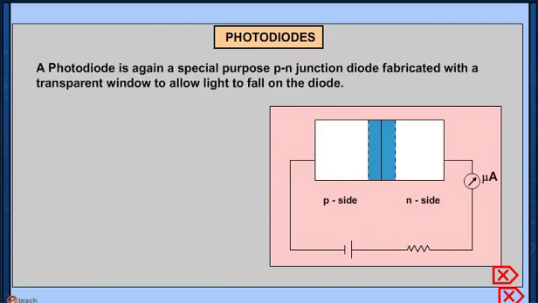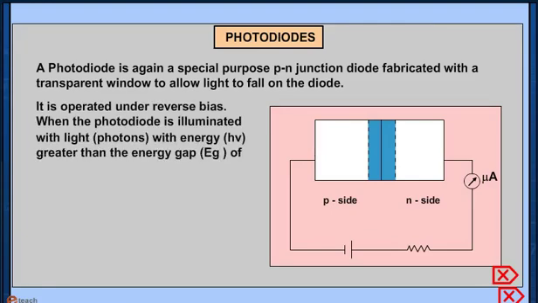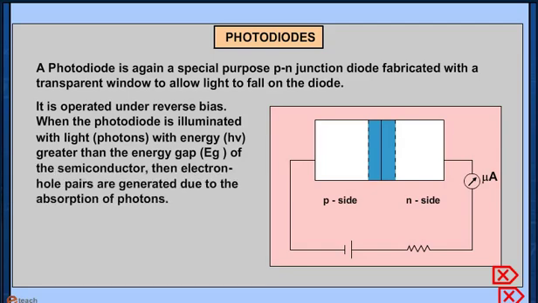A photodiode is a special purpose PN junction diode fabricated with a transparent window to allow the light to fall on the diode. It is operated under reverse bias. When the photodiode is illuminated with light or photons of energy h nu greater than the energy gap Eg of the semiconductor, then electron-hole pairs are generated due to the absorption of photons.